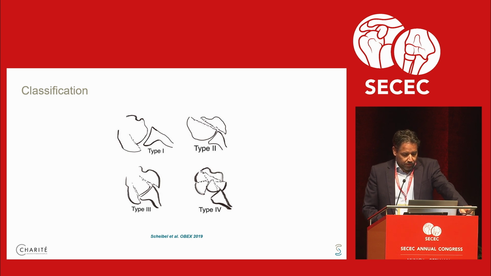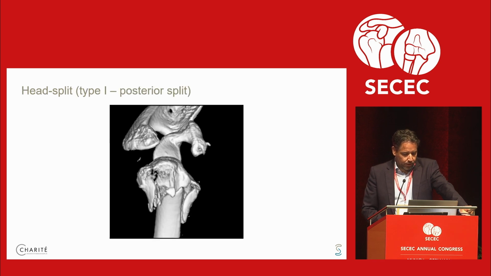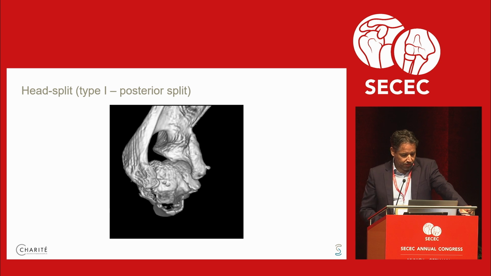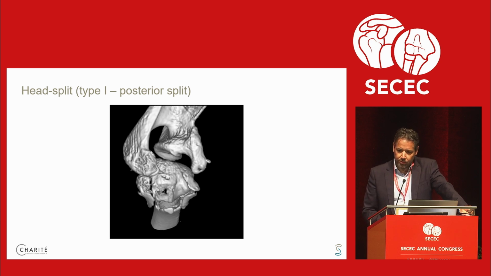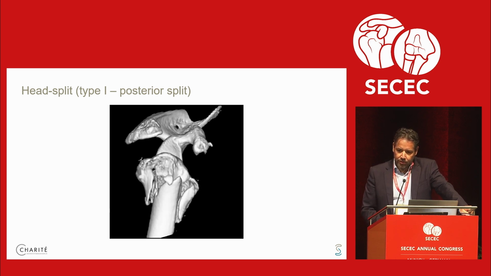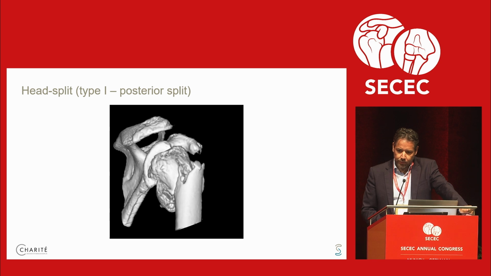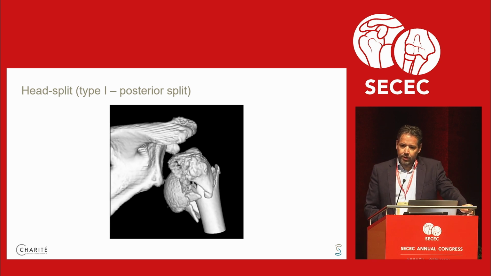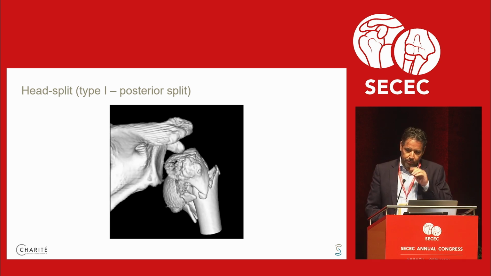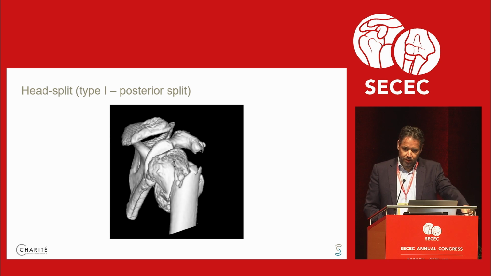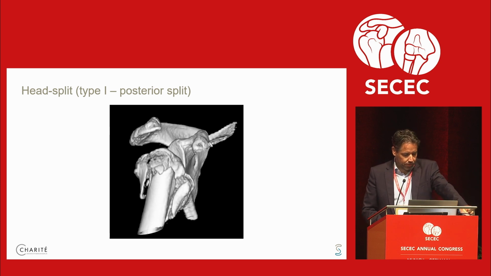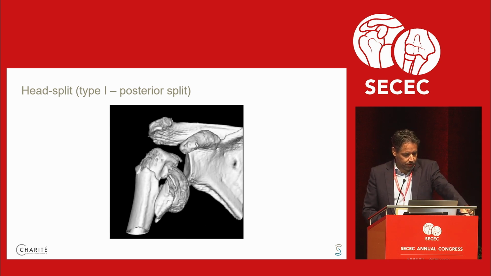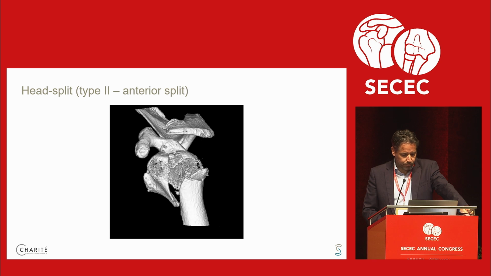So we came up with this classification after looking at our cases. We identified 4 fracture patterns, and I will briefly show you how they look. A type 1 head split is a posterior split. You basically see the major aspect of the articular head anteriorly, and the split is more posterior, and the articular surface is still attached to the greater tuberosity. So this is what we call a type 1 posterior split.